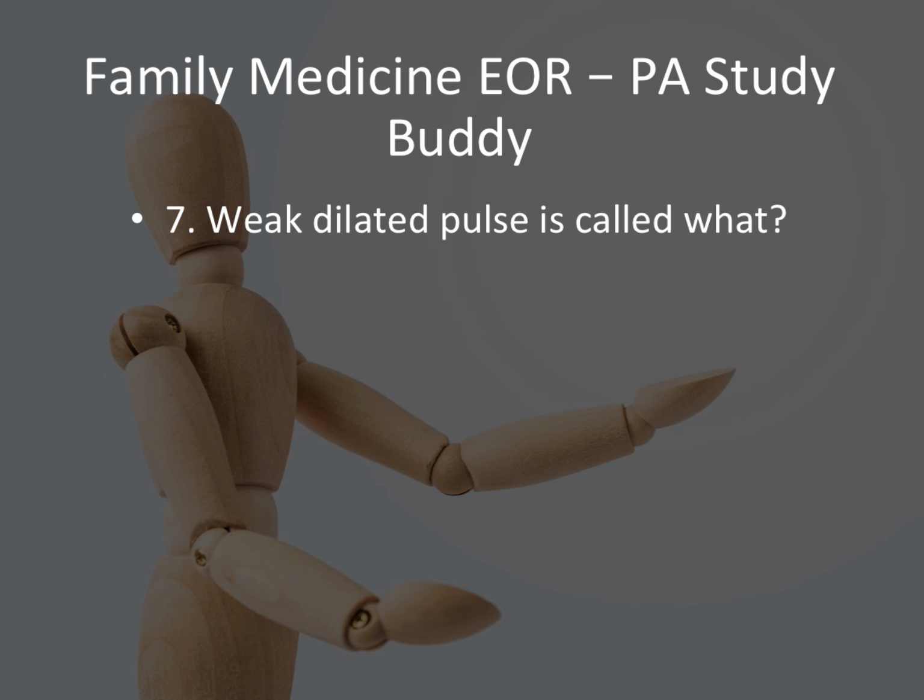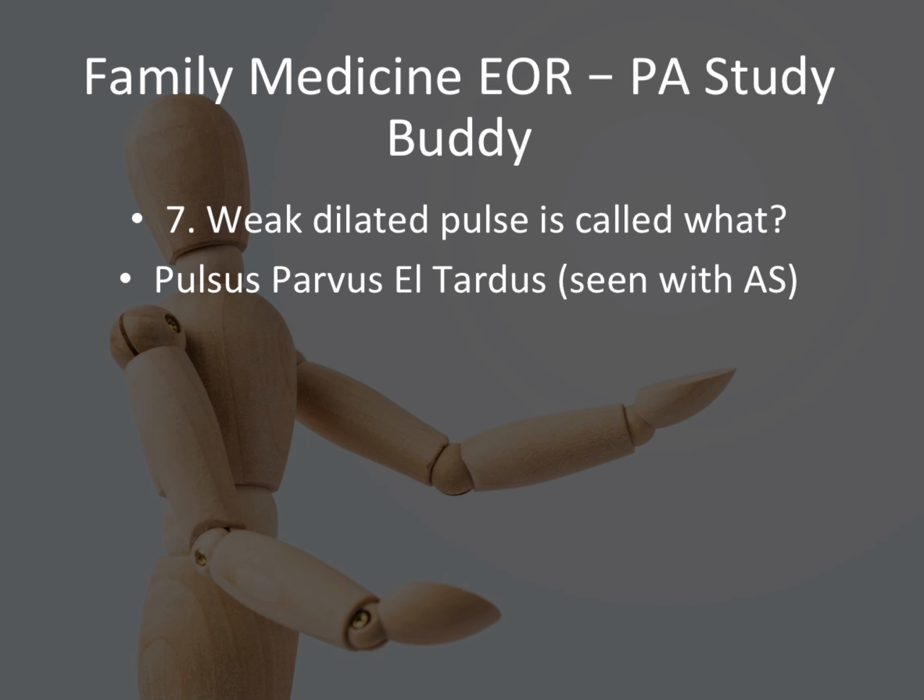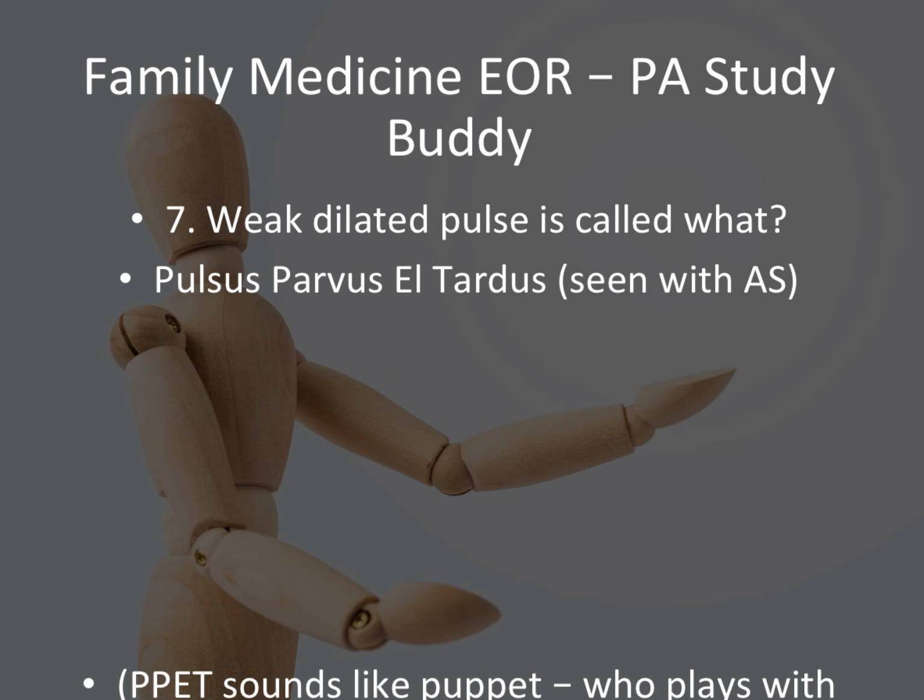Weak dilated pulse is called what? They're going to give you a stem, they're going to tell you the patient has a really weak dilated pulse, and they're going to be asking you what is this called? Or they're going to give you a pulsus parvus et tardus. They may actually just state it and say pulsus parvus et tardus is present. And this is most commonly seen with which heart issue? And that should make you think of aortic stenosis.